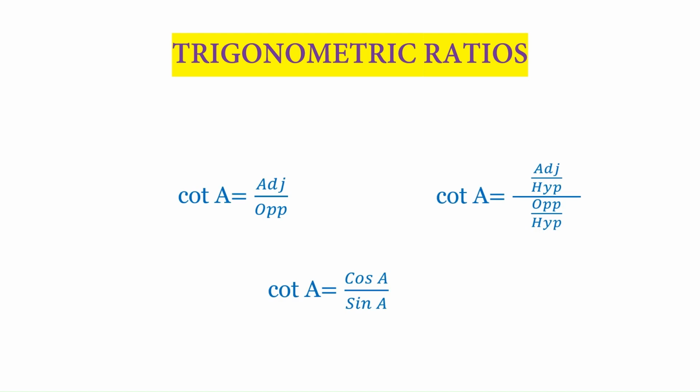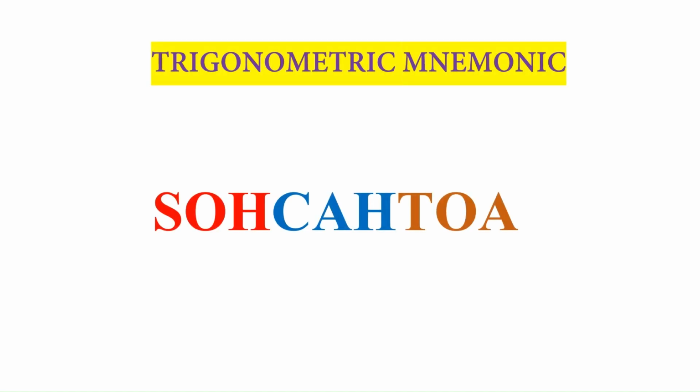We will see what SOHCAHTOA is. SOHCAHTOA is a mnemonic. The first, SOH, is for sin A equal to opposite upon hypotenuse. Here we have taken the first letter from sin, that is S, equal to opposite, so O, upon hypotenuse, H from hypotenuse. So SOH means the value of sine.